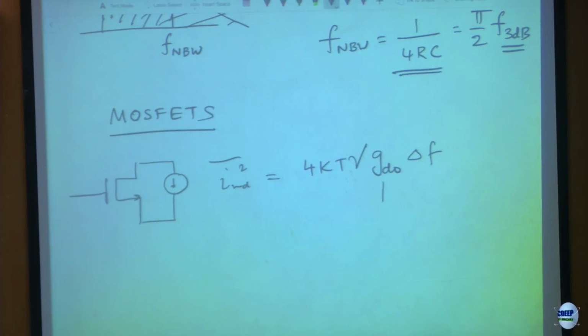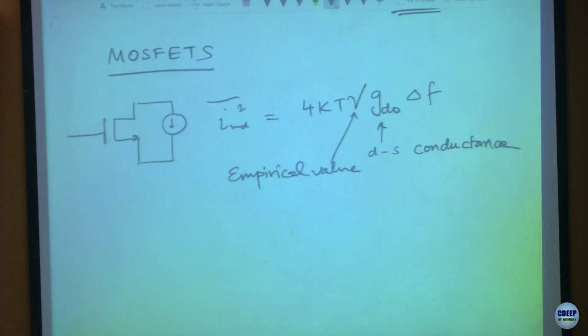So what is GDO? GDO is the drain to source conductance. Now this gamma is an empirical value. I'm going to define it for different regions. This is a little more advanced definition than what you did in the previous class. In the previous class we just used the GM value, so that's why I'm going into this a little bit more in detail. This empirical value is something called the excess noise coefficient.